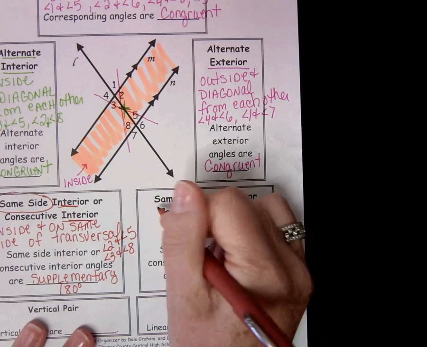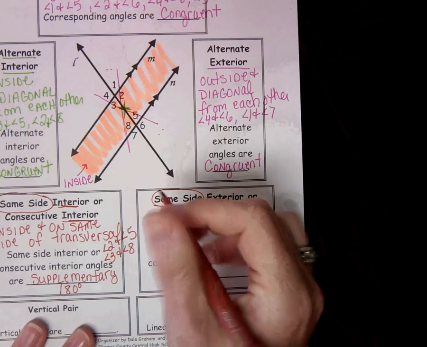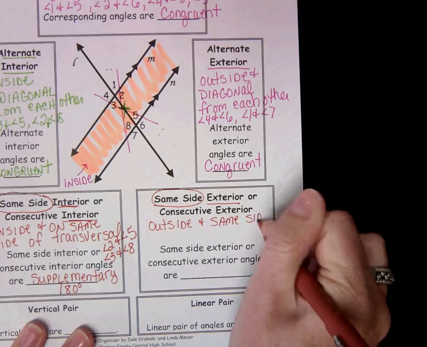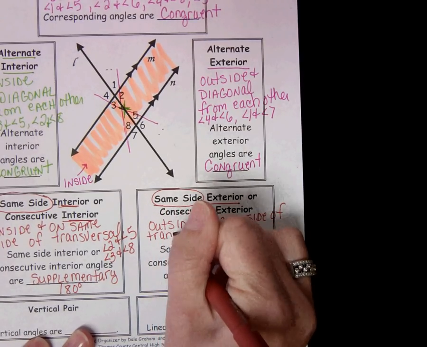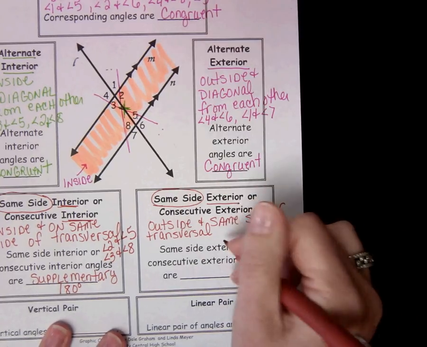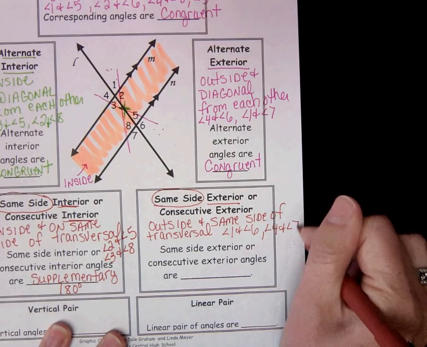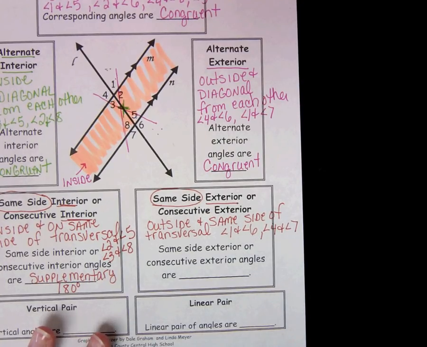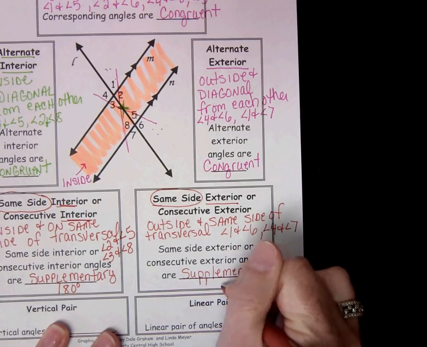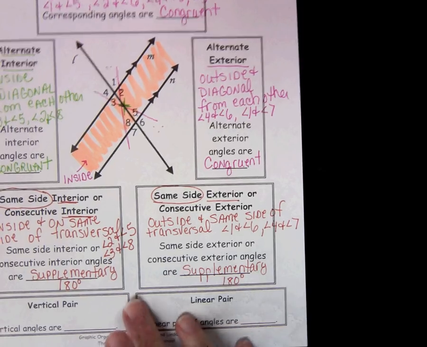Okay, so now we have same side exterior. So now it means the same side but outside the parallel lines. So outside and same side of transversal. Okay, and so let's see, so that would be angle 1 and angle 6. Same side and they're outside, and then angle 4 and angle 7. And just like the same side interior, they are also supplementary, which means that they add up to 180 degrees.